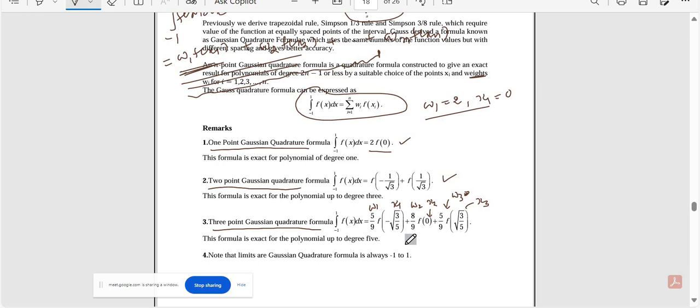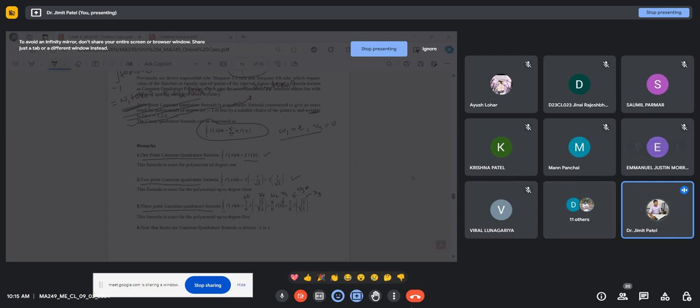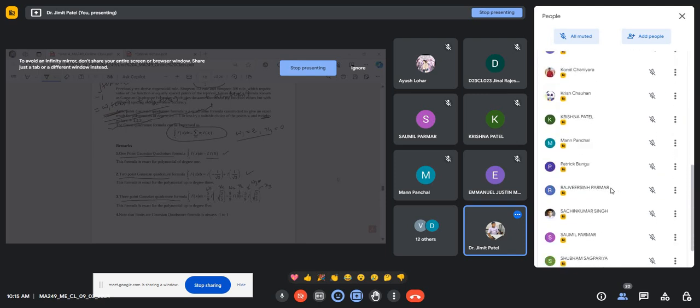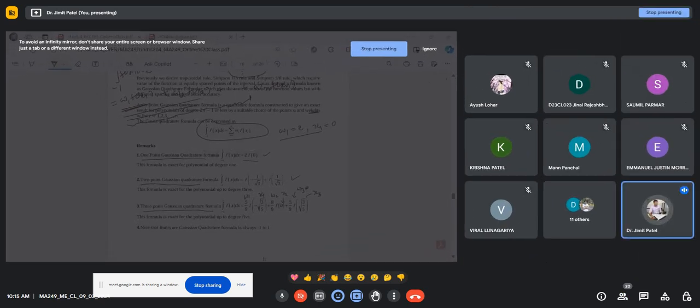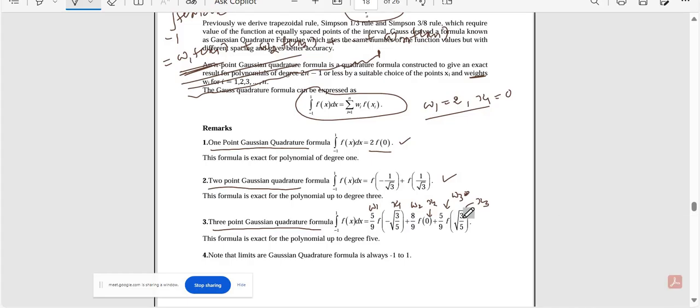Okay, so there are 3 formulas in this method: 1-point Gaussian quadrature formula, 2-point Gaussian quadrature formula, 3-point Gaussian quadrature formula. So you have to write down all these formulas. So any question on these formulas? Anybody? Students, any doubt? Any question?